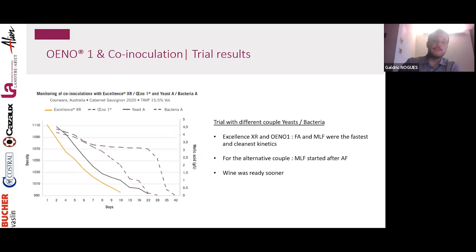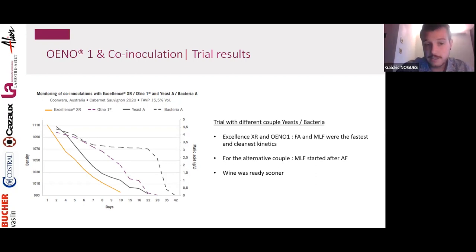Just a quick example of a trial with co-inoculation. It was done in 2020 with our local partner in Australia, based in Coolmore. It was a trial with two different modalities, so two different trials, same wine. One was inoculated with the Koppel Excellence XR 101, and the other one with yeast A and bacteria A. That's the way we're going to call them in this case of the trial.